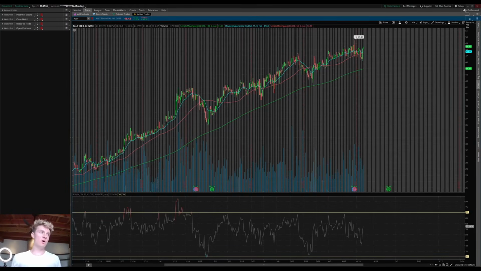I've got 4 different watch lists. So you can see up here on the left, we've got potential stocks, we've got close watch, and then we've got ready to trade and open positions. So 4 different watch lists. Now, how do I use these and go about applying these to my trading?